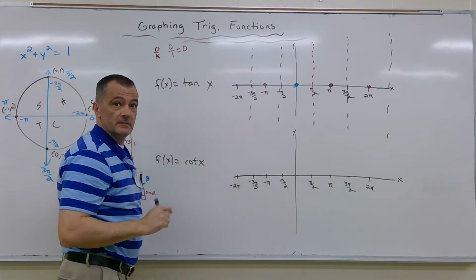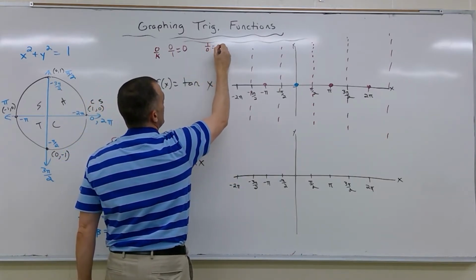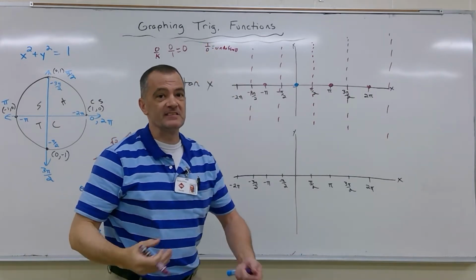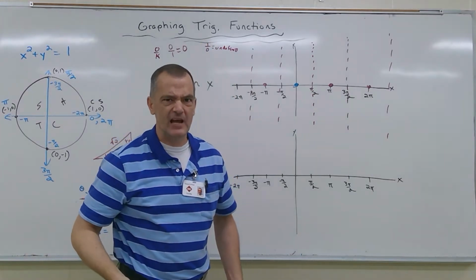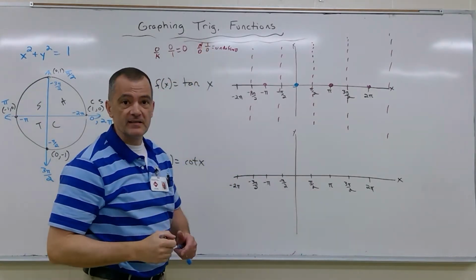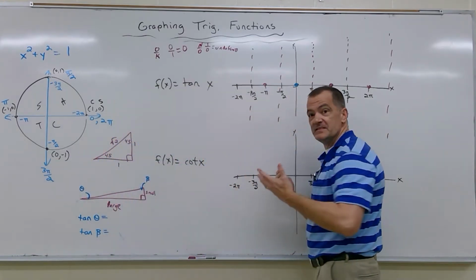Okay. And 1 over 0 is undefined. 1 piece of candy divided amongst 0 children. How many pieces does each child get? That seems kind of weird. So no, that is not okay. It's undefined. So now that we have this, what happens next?